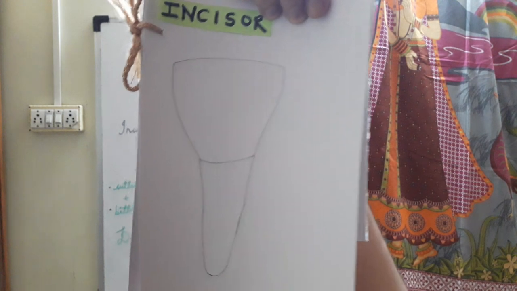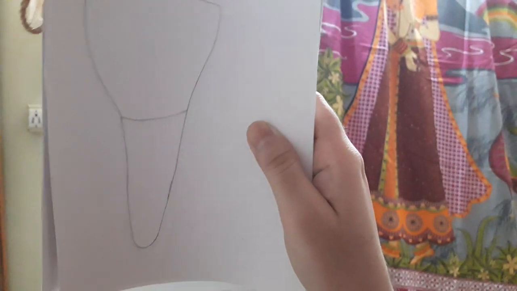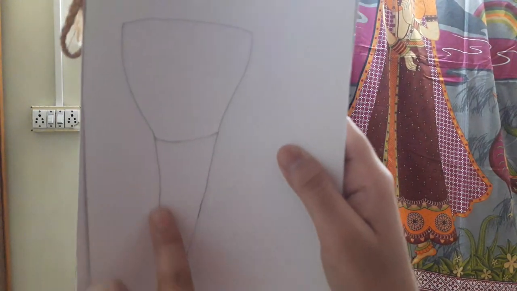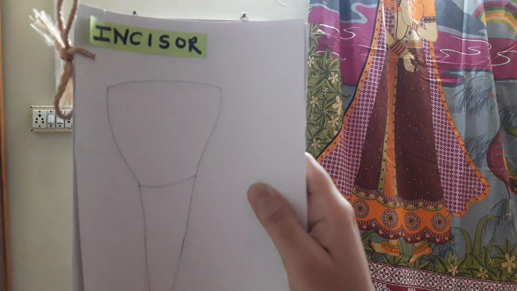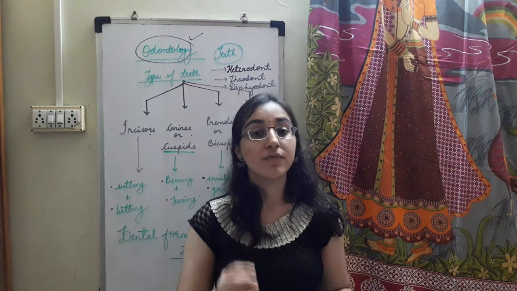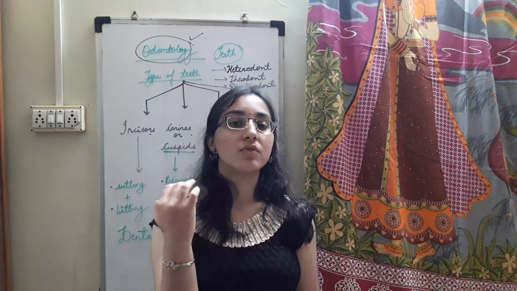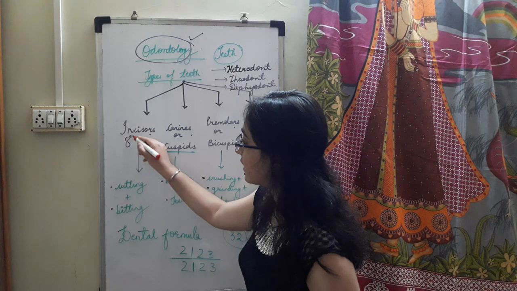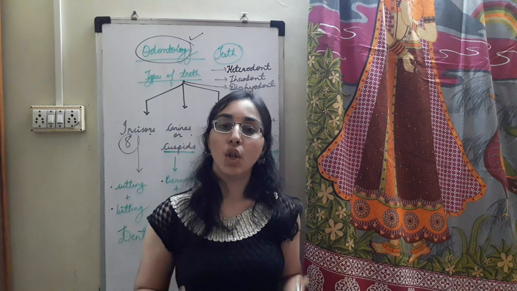You can see that the incisor has a crown and a root. One crown, one root, and it is single rooted. There is only one root present in this type of teeth. In the upper jaw we have four incisors in the front part, and in the lower jaw we have four incisors. So in total we have eight incisors.